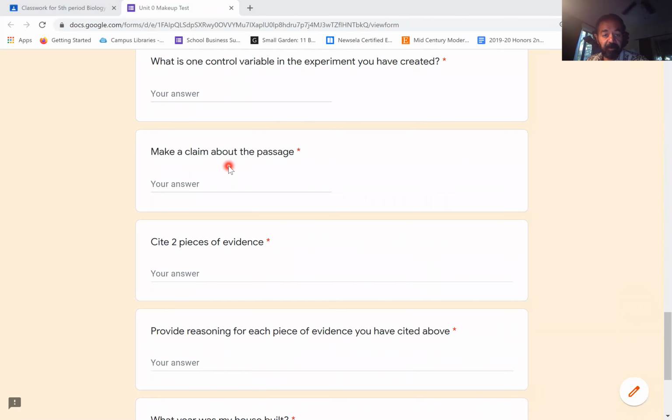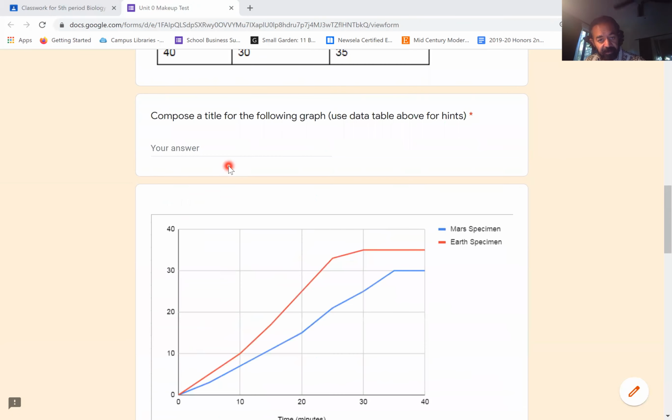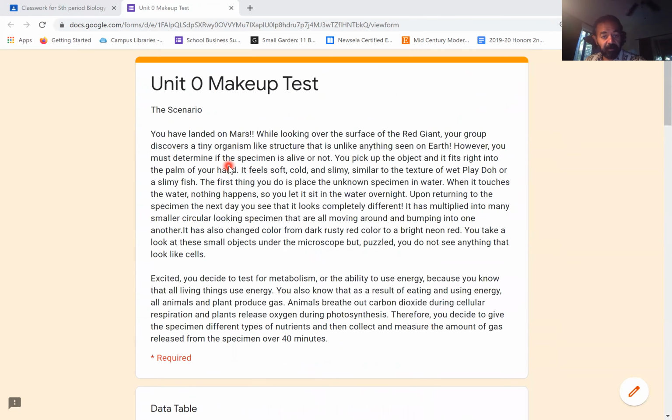So now what is the claim you can make? You can say, I claim that the Martian specimen is alive. All right, cite two pieces of evidence for why I think it's alive. First of all, over here it says when I put it in water, it multiplied overnight. That's reproduction. So that's one piece of evidence, right?